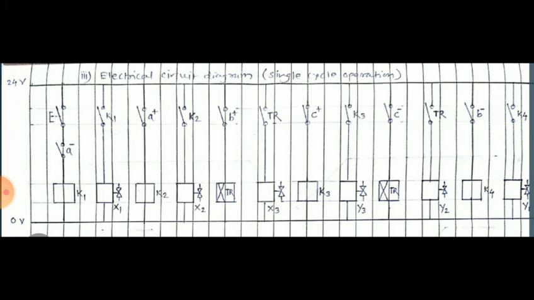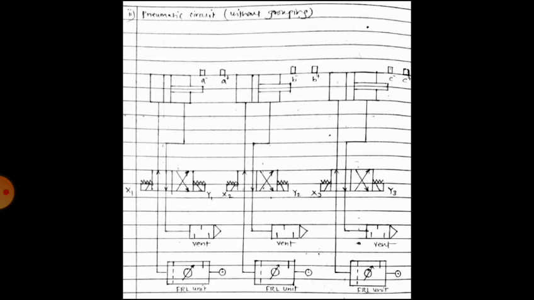C plus will activate relay coil K3. Relay coil K3 activates relay switch K3, and relay switch K3 will energize Y3. So Y3 is the second solenoid of cylinder C. When Y3 is energized, it will change the position of the direction control valve, and there is a cross flow. So pressure port P is connected to working port B, and working port A is connected to vent. Due to that, there is a return stroke of cylinder C, that is C minus in the given sequence.